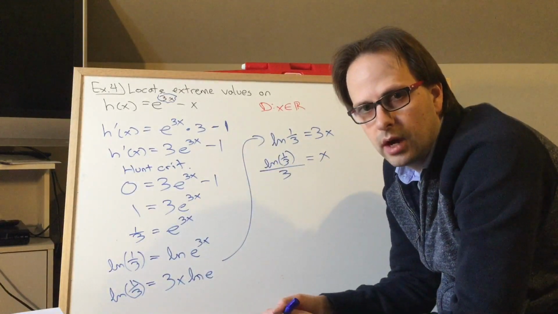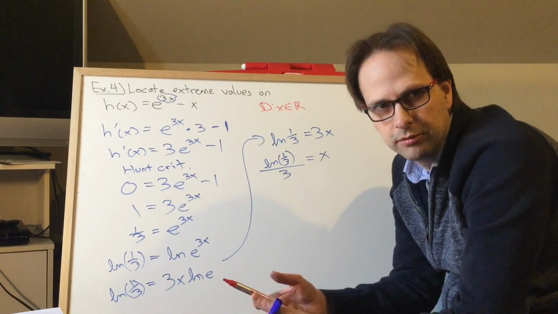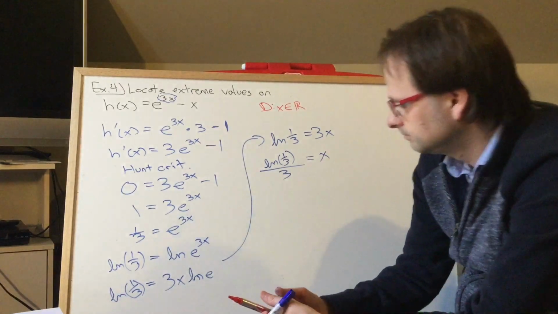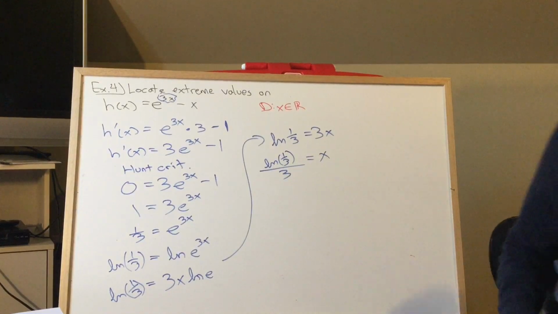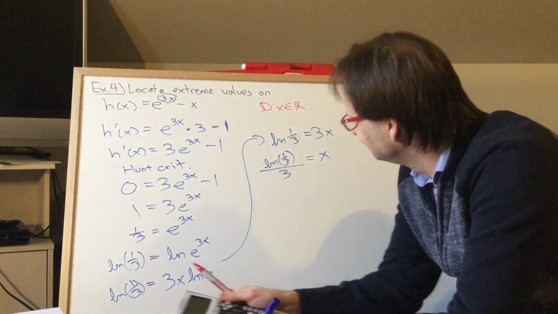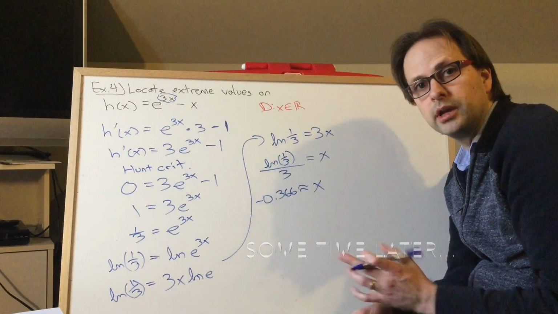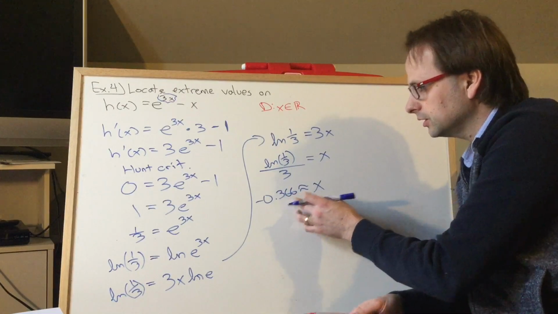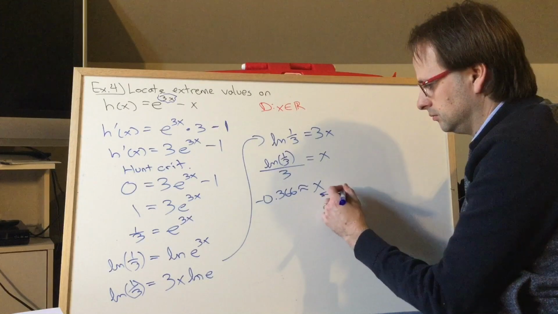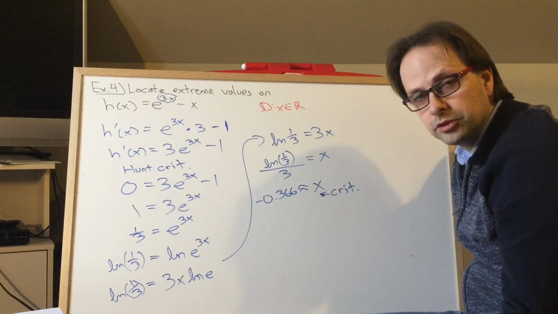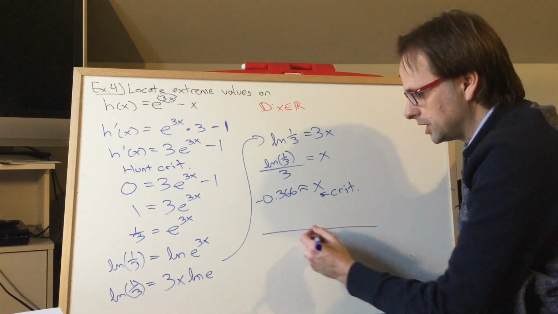And I think at this point I would go and grab my calculator and figure that number out to a bunch of significant figures. So I got roughly negative 0.366. That's my critical value. That's where there's a slope of 0. I don't know if it's a max, min, or neither. So let me make a number line.